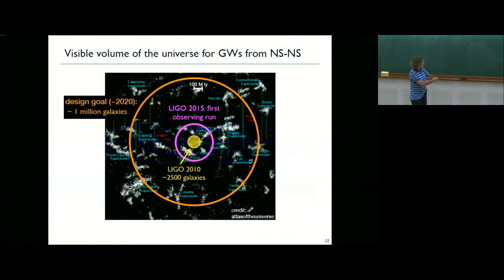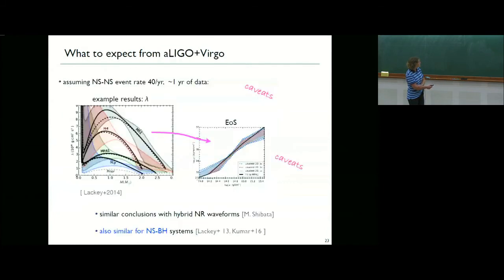But then the plan is, of course, to keep upgrading the detectors, and once the design goal is reached, LIGO could see mergers of neutron stars from maybe a million galaxies, and then the chances become much better that there will be a signal. So this is just to motivate why it's still an interesting prospect. So now, what can we expect? How can we measure these tidal effects, or how well can we measure them?